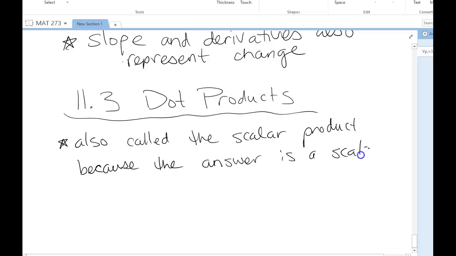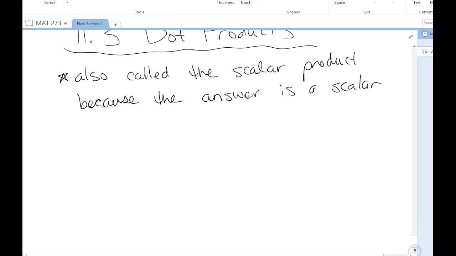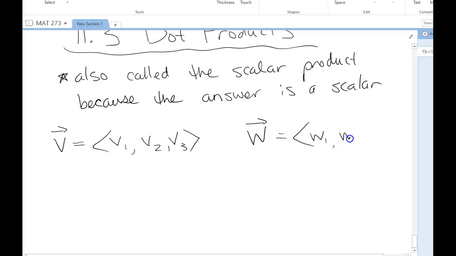And I'm going to jump straight to 3 dimensions because we know the pattern will be exactly the same. Doesn't matter whether we're working in 2 dimensions or 3 dimensions. If we've got vector V with components V1, V2, V3, and vector W, which has components W1, W2, W3, V dot W. So literally the dot product symbol is a dot.